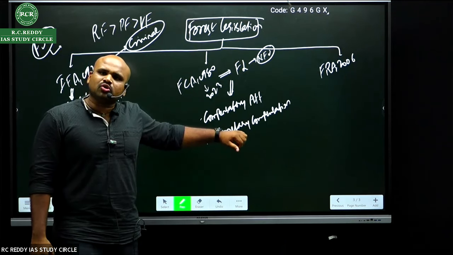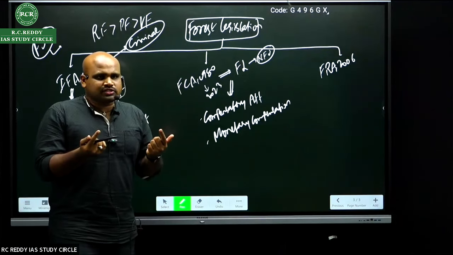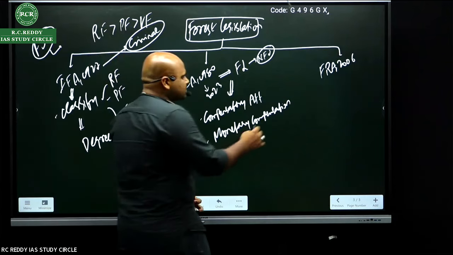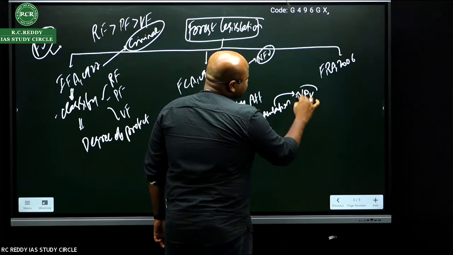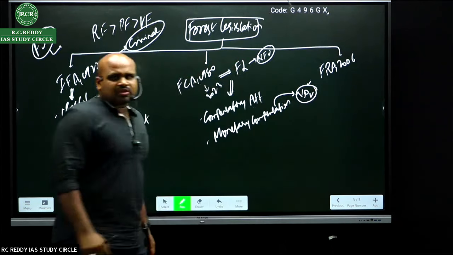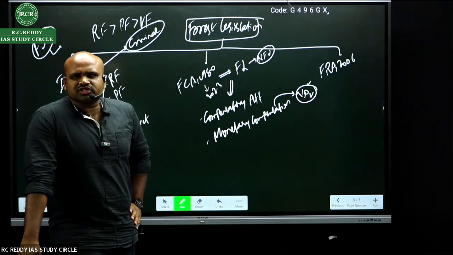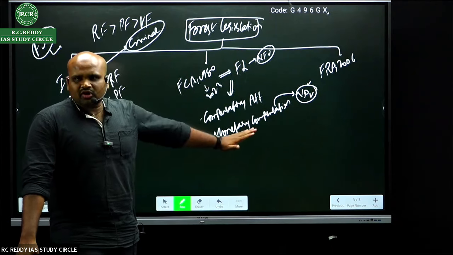I need not go for a direct afforestation mechanism, but I can fund that afforestation through what? Monetary compensation. And what is the value on which I'm going to calculate this monetary compensation? There is something called net present value of a particular forest area or a particular forest region, upon which this calculation of the monetary compensation goes on.